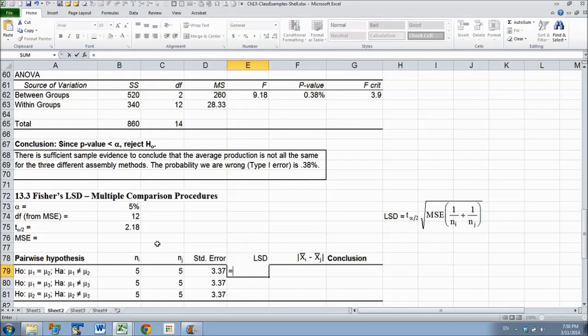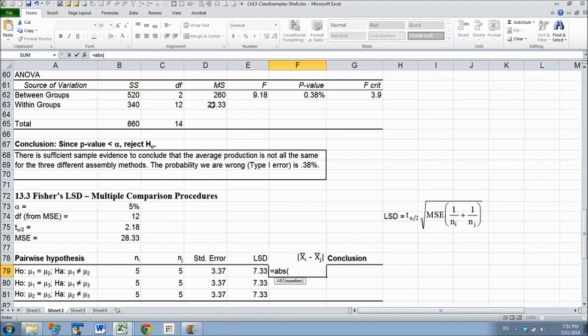Then LSD is t table value times the standard error. T table value must be absolute referenced. Now here the MSE is the within groups MS, mean square.